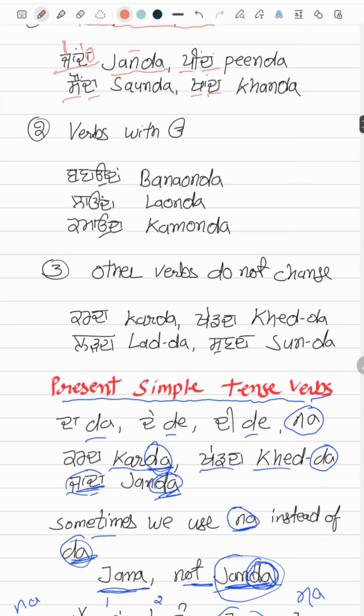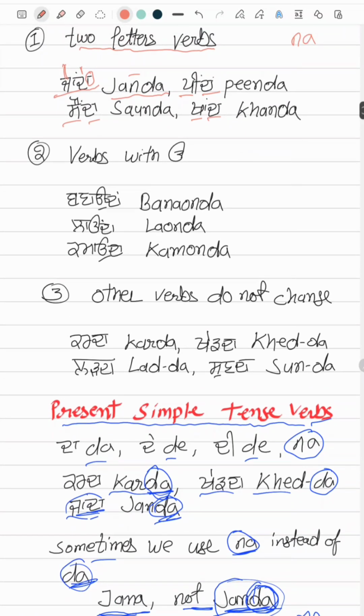If the verb has two letters, instead of khanda, where we say da, we say khana. So it would basically turn to the na sound, like pinda, I will say pinna. When I'm using mein or tum, I already explained this. If I'm using oh, then that's not going to change. It's going to stay the same.